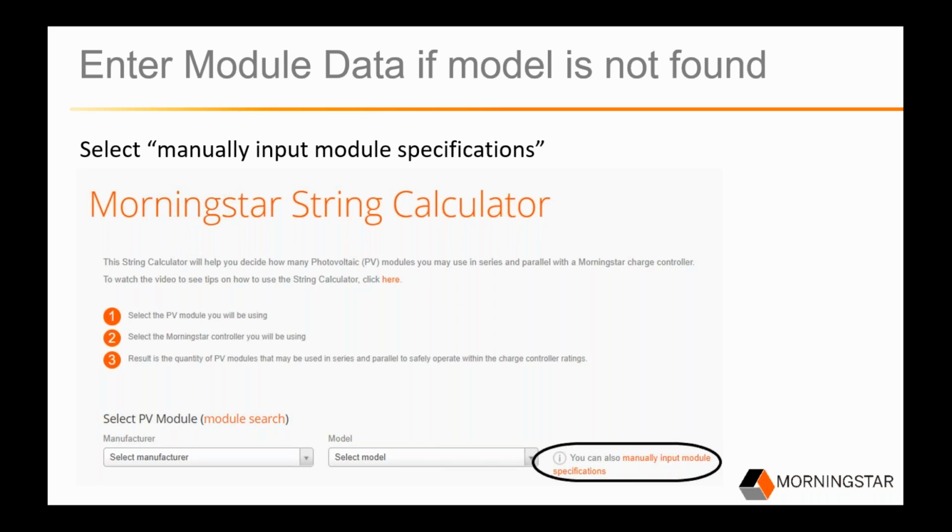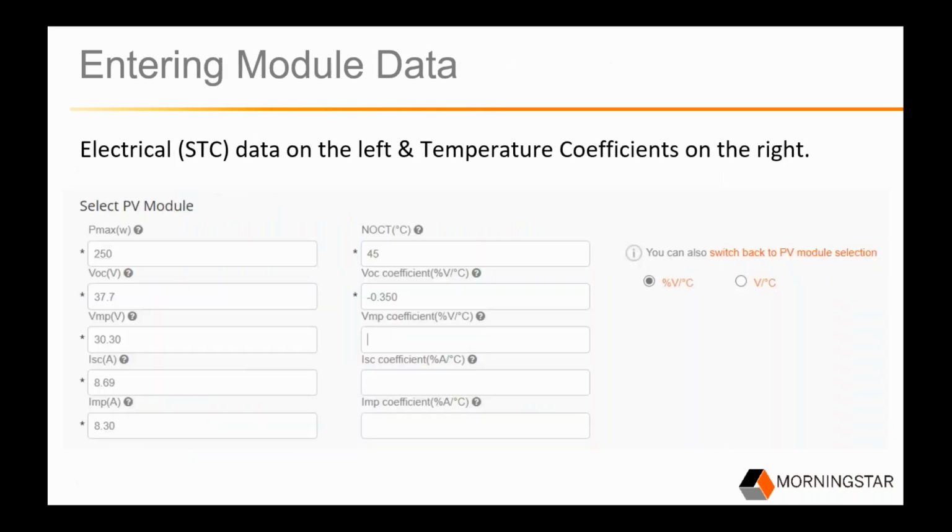Lastly, if the module you want to use is not included in our database, you can manually input module specifications by clicking on the orange text that you see circled in the lower right of this slide. Fields with asterisks require an input, and you can get this information from the spec sheet for your particular module. If you're unsure about any of the inputs, you can hover over the question mark associated with that input to get more information. And you're going to need to pay careful attention to enter the data measured at STC, which is standard test conditions, and not the data measured at NOCT, which is the normal operating cell temperature, from the module data sheet. So it's important to look at the STC information.